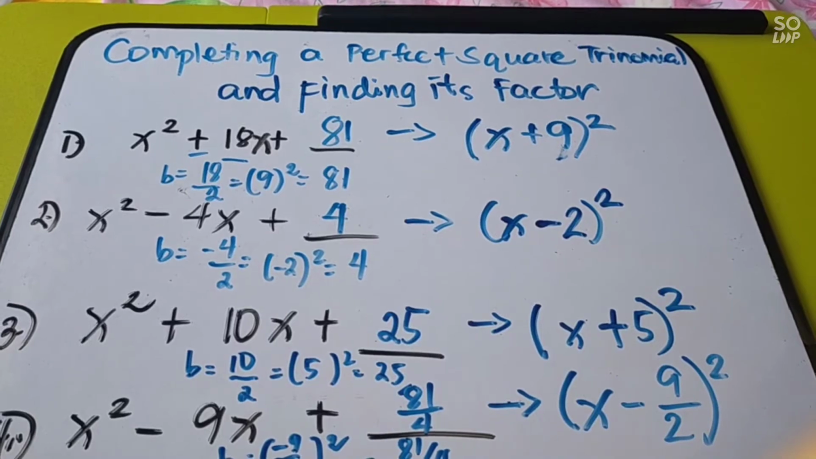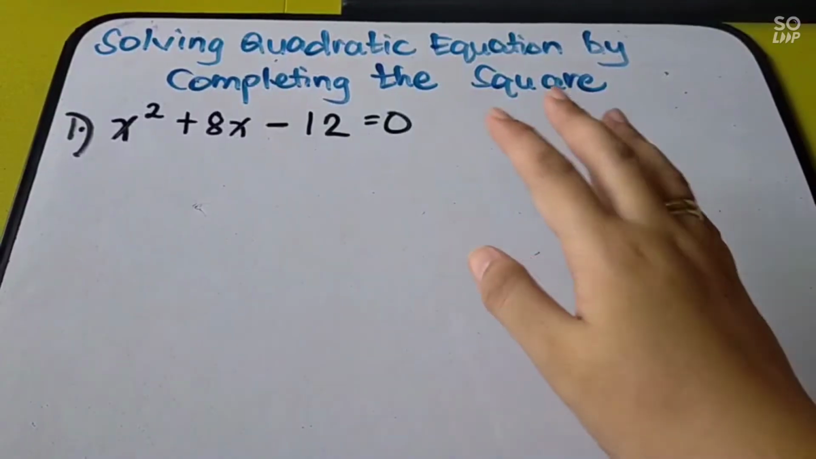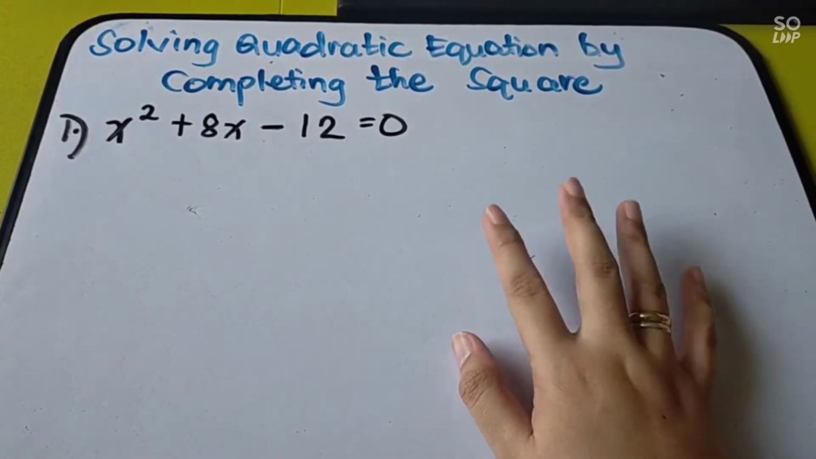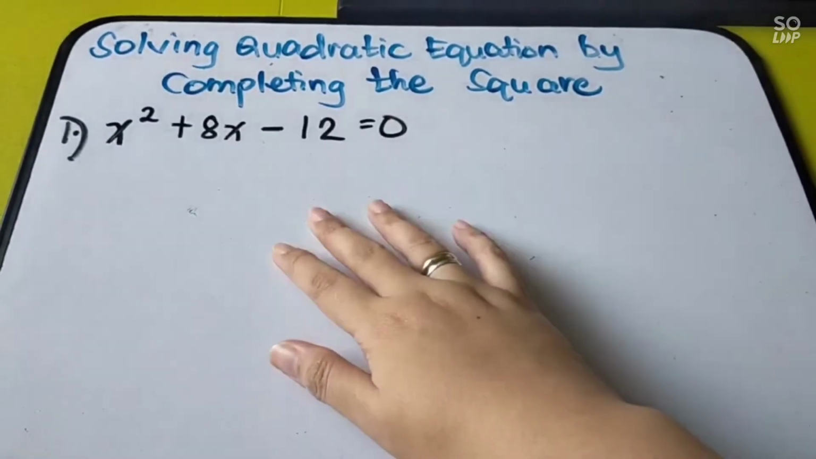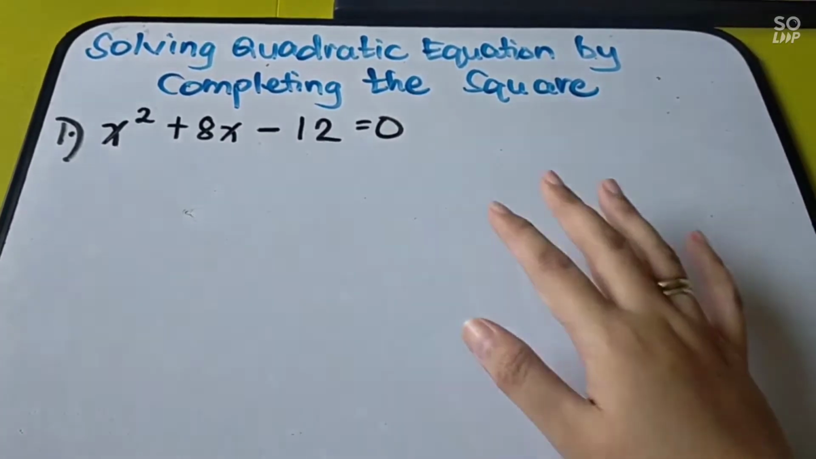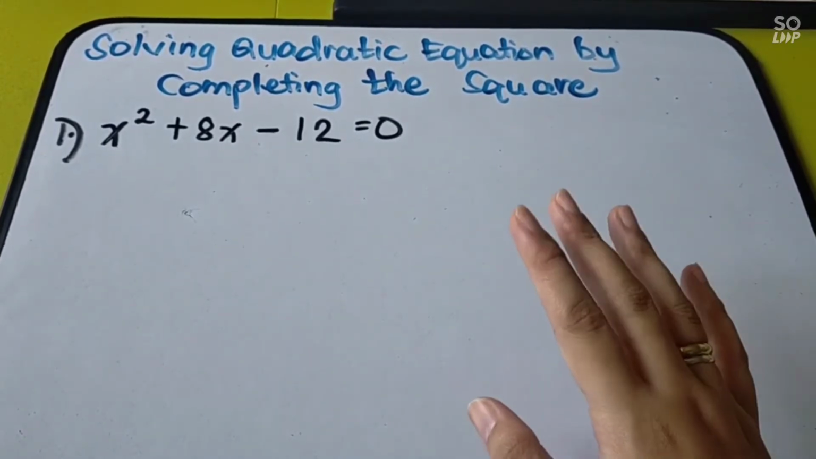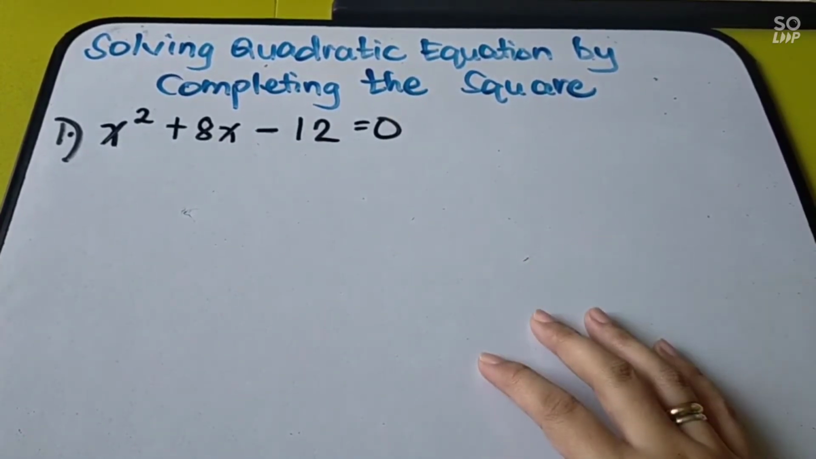Now, let us move with our main topic. Solving quadratic equation by completing the square. So, let us have number 1. x squared plus 8x minus 12 equals 0. Alright. So, we have here a quadratic trinomial.